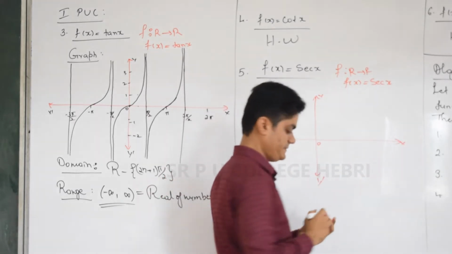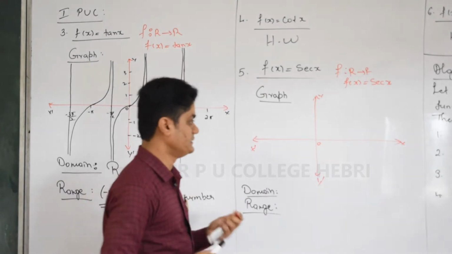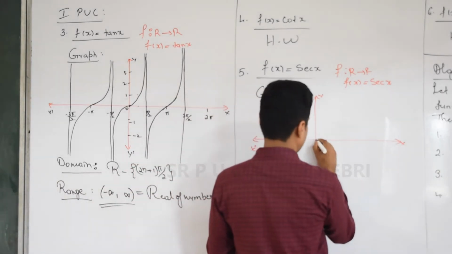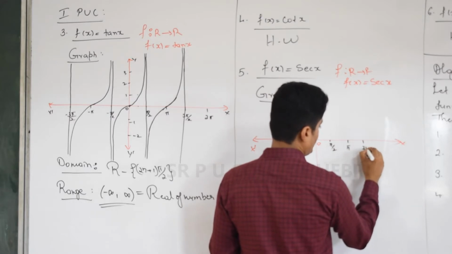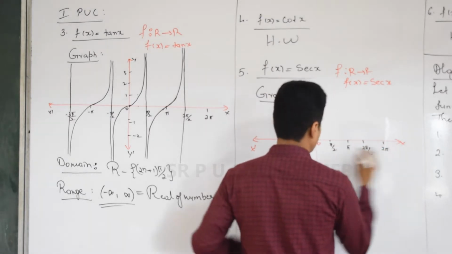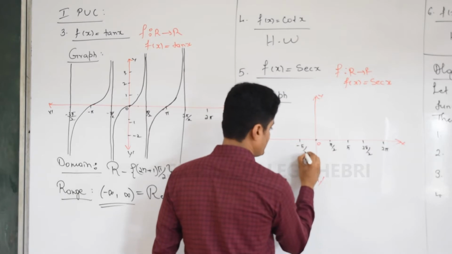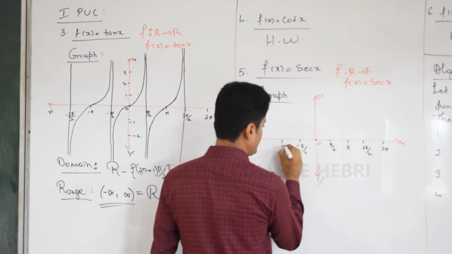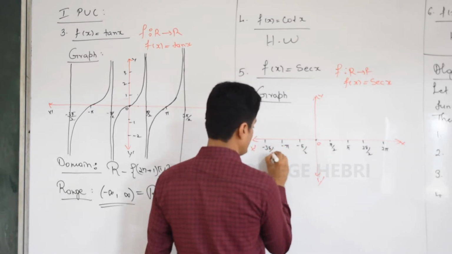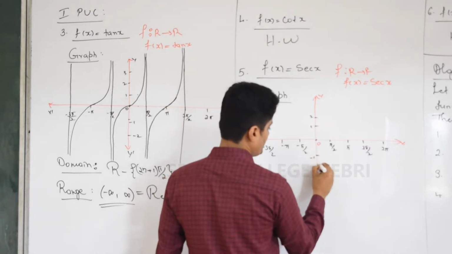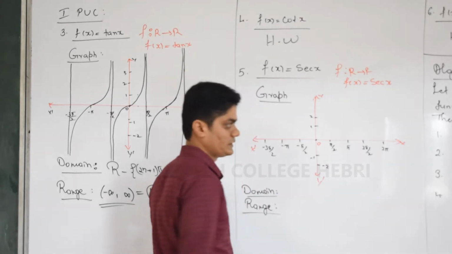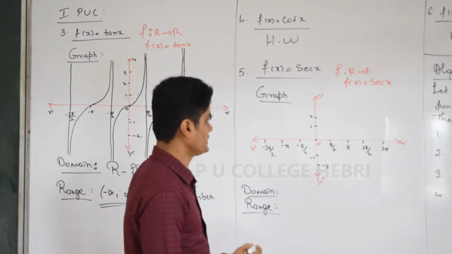Observe carefully. Again, the angles are on the x-axis: 0, pi by 2, pi, 3 pi by 2 and 2 pi. Here come minus pi by 2, minus pi, minus 3 pi by 2 and so on. Here 1, 2 and so on. Here minus 1, minus 2 and so on. Okay, as usual, nothing new.